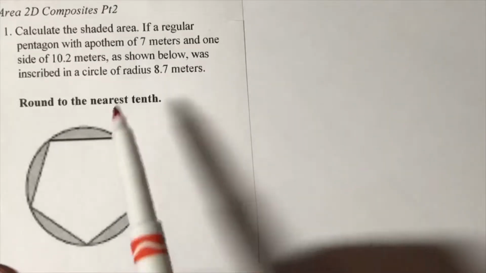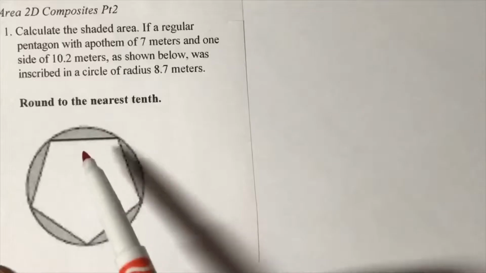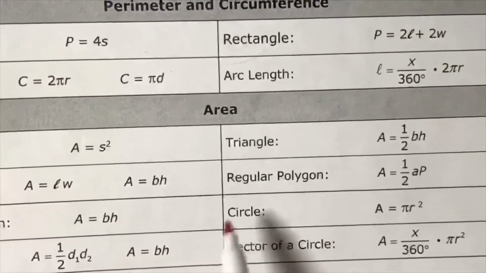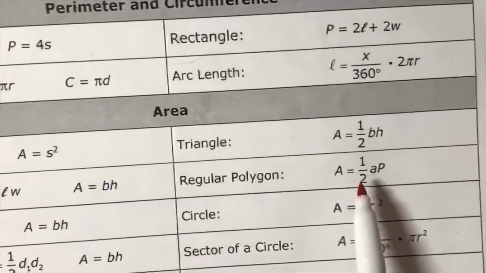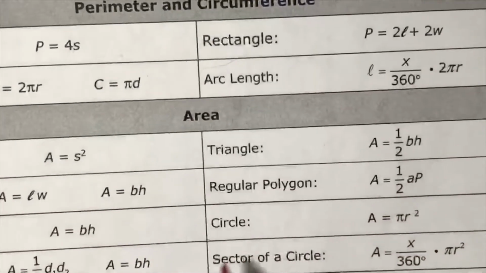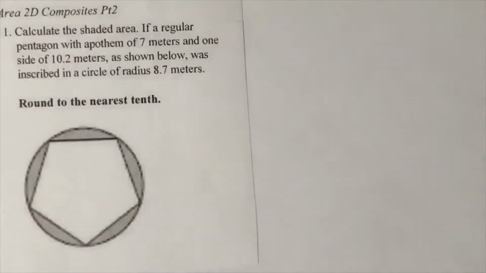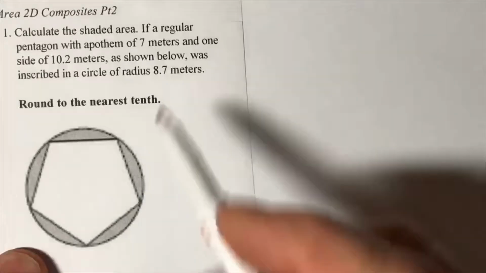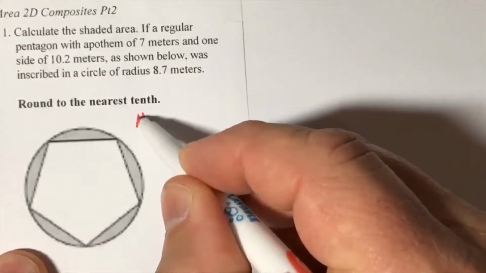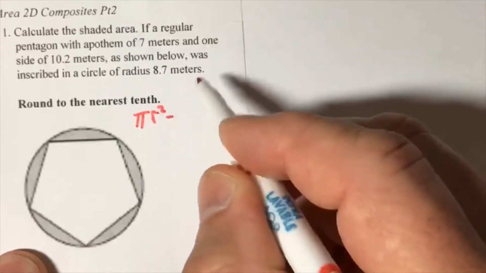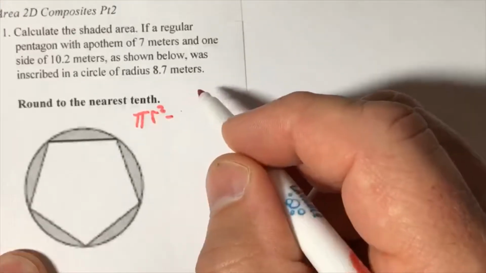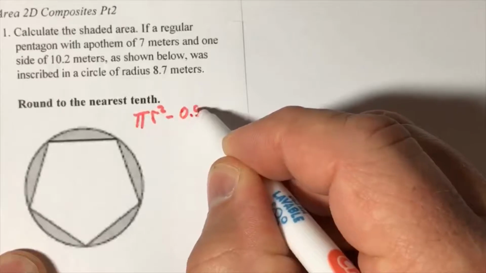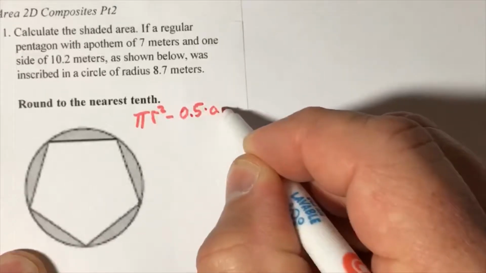Now go to your formula chart, and we know that we're dealing with a circle and a regular pentagon. Okay, and you look for the regular polygon, which is 1/2 AP, and circle, pi r squared. So when you look at this figure, you should clearly see the circle is bigger. So we want the pi r squared first, and then subtract the regular pentagon, which is 1/2 times A times P.